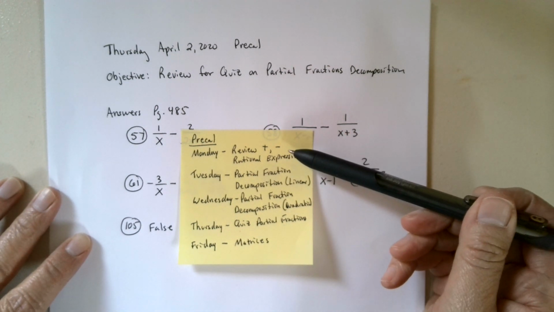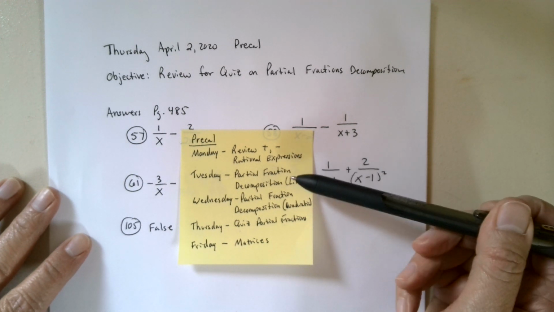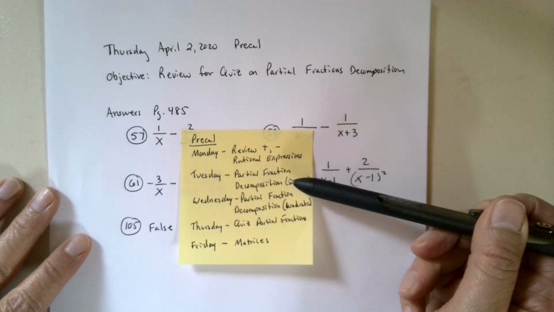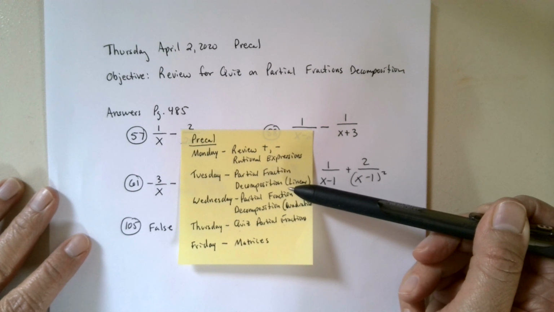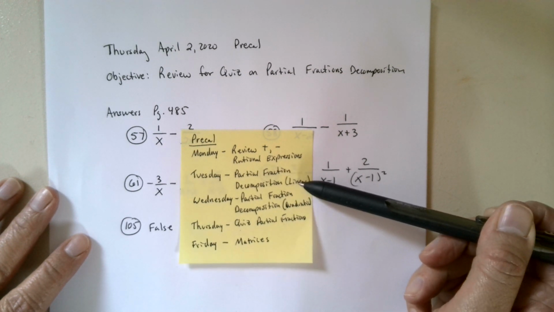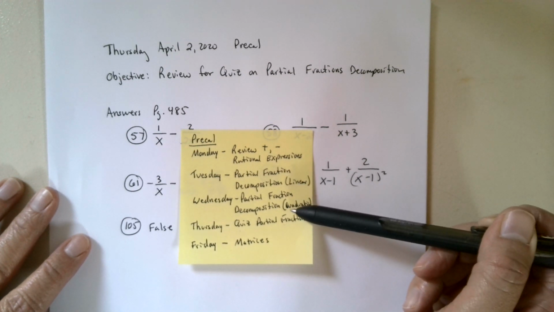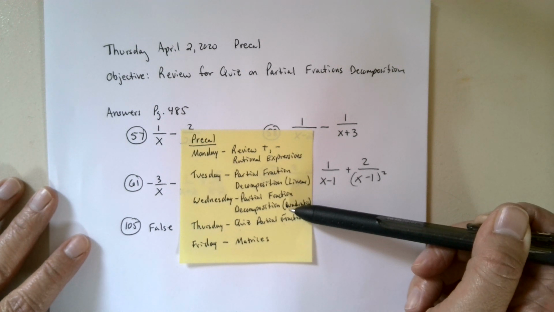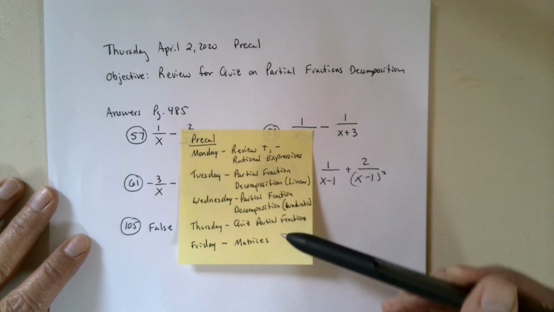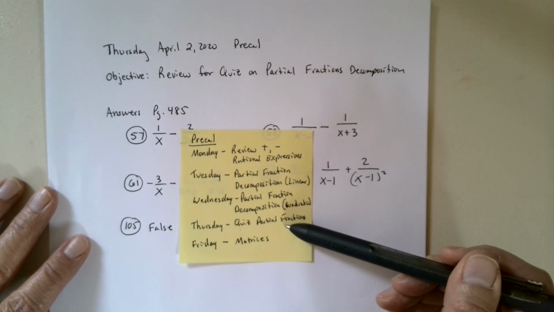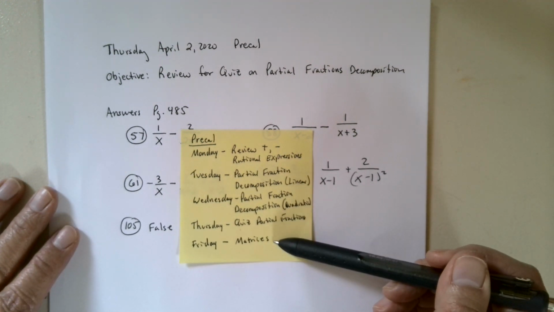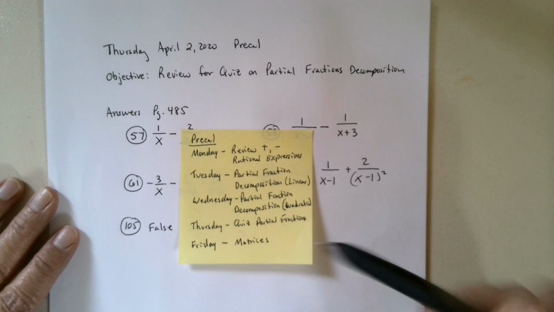On Monday we reviewed adding and subtracting rational expressions. Tuesday we learned the process of partial fraction decomposition, and we only had linear factors. Yesterday on Wednesday we had quadratic factors, but still followed the same process. It was just a little bit more work. And then today we're going to take our quiz. And then tomorrow we will start looking at matrices in chapter 7.